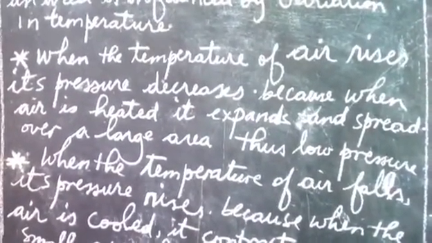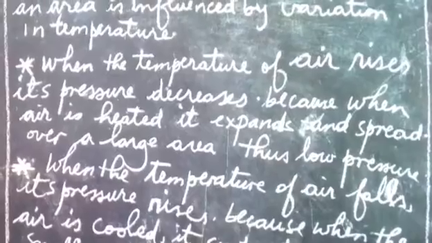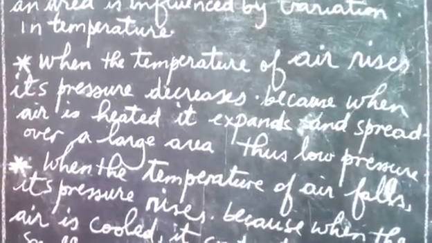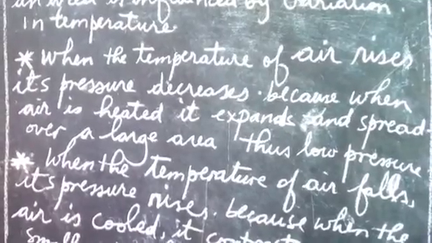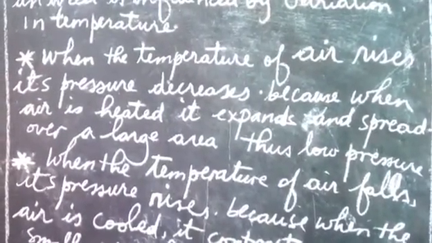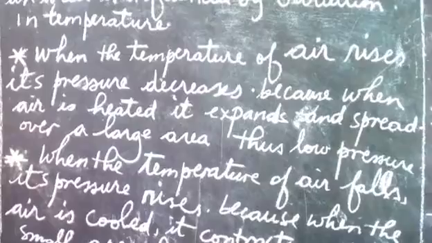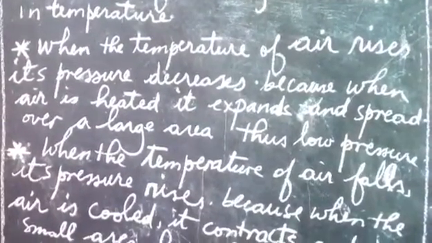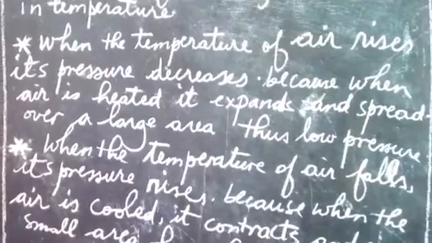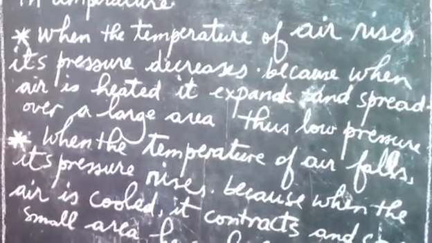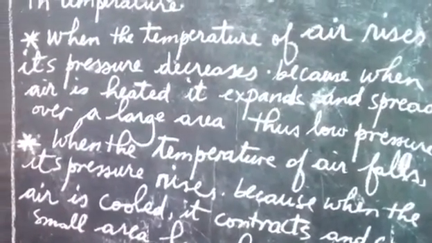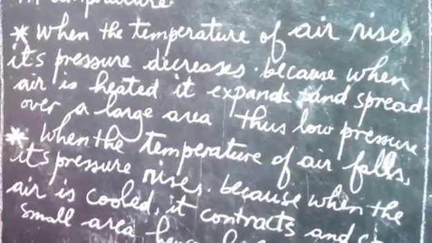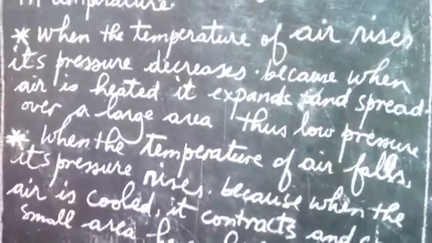Let's start with question number 1. Question number 1 is asking, explain how atmospheric pressure of an area is influenced by variation in temperature. We are going to see how an area of high temperature influences atmospheric pressure of an area, and how an area of low temperature influences atmospheric pressure of an area.